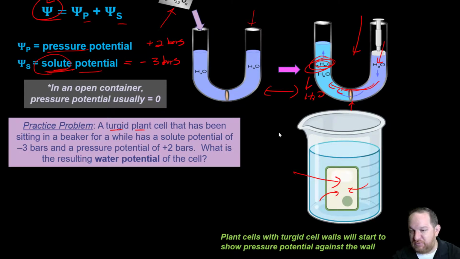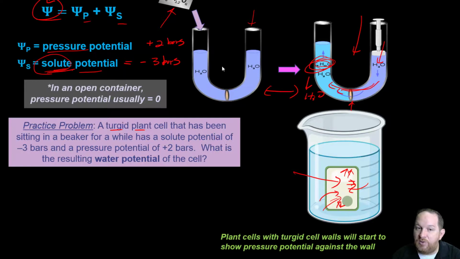Well, think about this. If water's continually moving into this plant cell, that water will be pushing against the cell wall, creating some pressure to keep it rigid and turgid. So basically, the plant cell with the cell wall will start to show pressure against the outside of the cell.